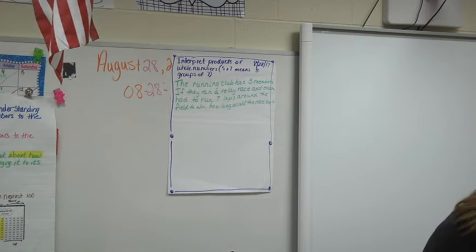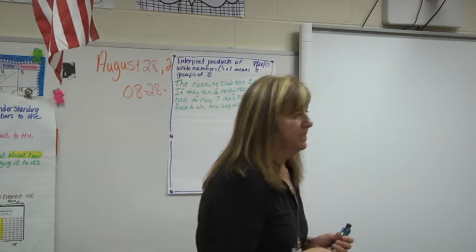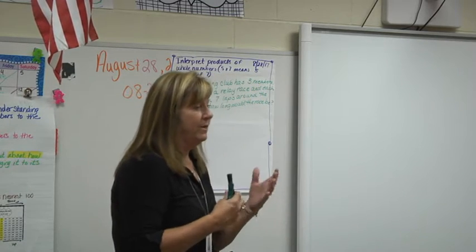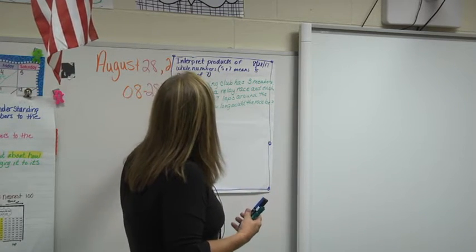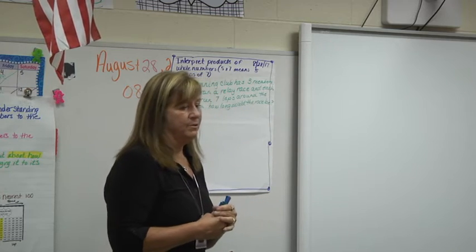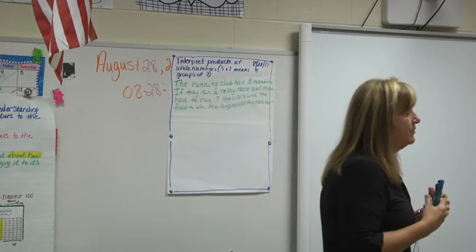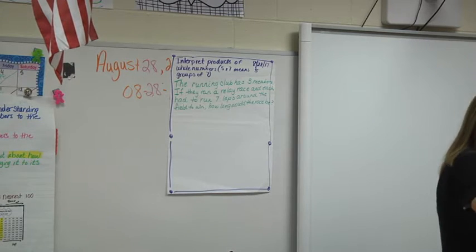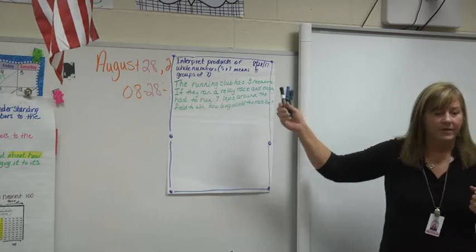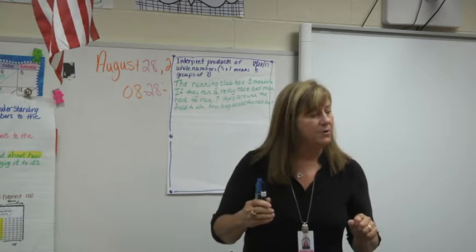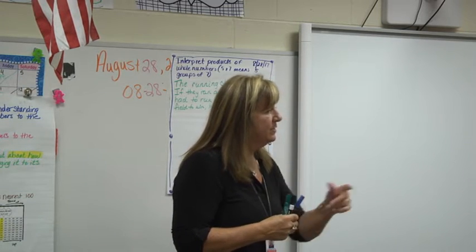I like to run, so I'm thinking about a race. So this says the running club has 5 members. So if we're all in a club together, how many people are in my club? 5, right. And we're going to run a relay race. Do you know what a relay race is? What is that?